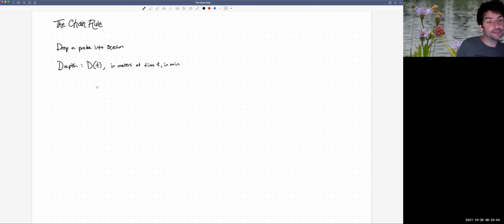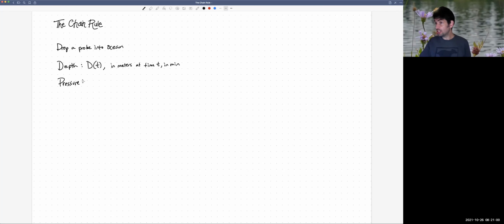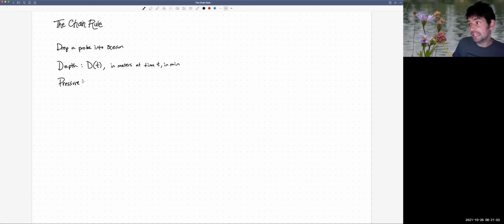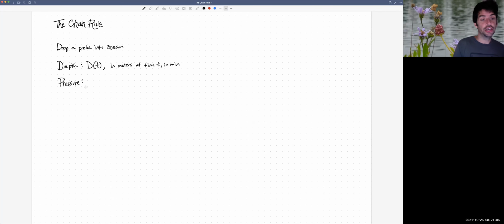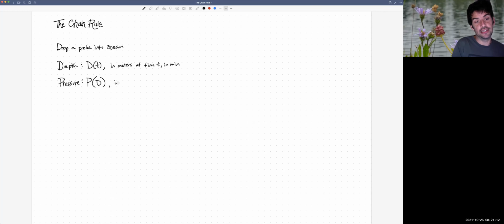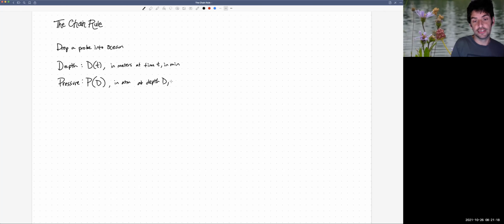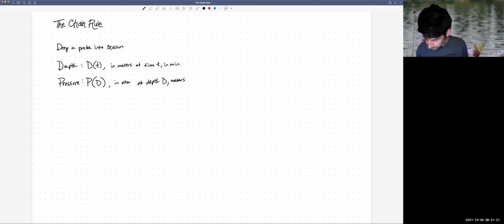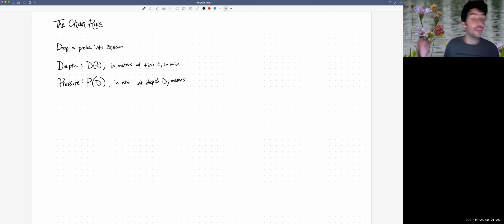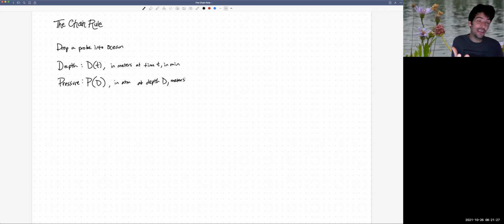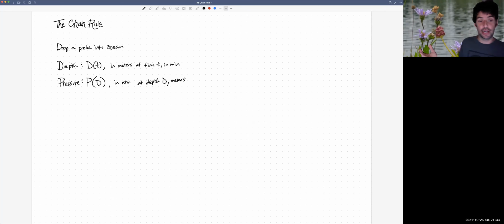And then we also might have knowledge, in fact, humans do have this knowledge, of the pressure given a certain depth. So depending on how deep you are in the ocean, you can get different pressure. So this is pressure in atmospheres at depth d, which is the same d as above, in meters. Okay. So let's just think about these two functions for a second. We could use these two functions to find out the pressure on our probe at time t in minutes.